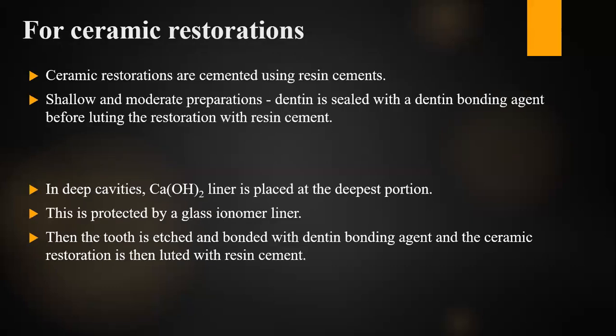Then for ceramic restorations, they are cemented using resin cements. In shallow and moderate preparations, dentin is sealed with a dentin bonding agent before luting with resin cement. In deep cavities, calcium hydroxide liner is placed at the deepest portion, which is protected by a glass ionomer liner. Then the tooth is etched and bonded with dentin bonding agent, and the ceramic restoration is then luted with resin cement.